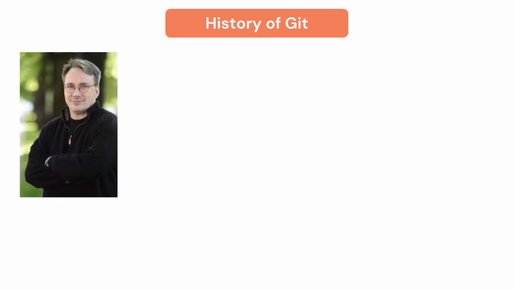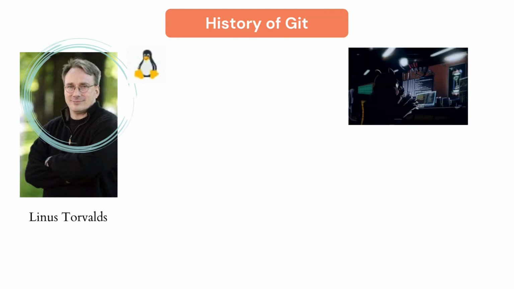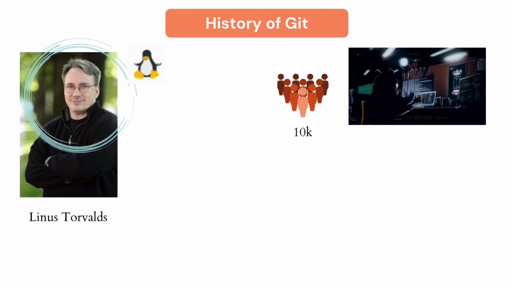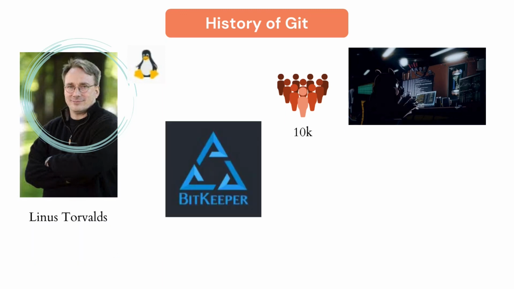Come on. We have mostly all heard of the person Linus Torvalds, the founder of Linux. Linux is a free and open source operating system. During early development of the Linux kernel, there were roughly 10,000 people working on it. The majority of people make small changes, but maintaining this was a headache for Torvalds, and he went through a lot of pain. They were using BitKeeper to keep track of these changes.